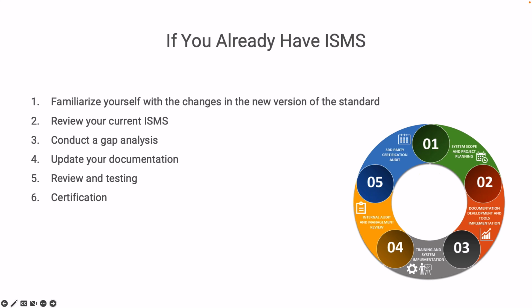Update your documentation. Once you have identified the changes that need to be made to your ISMS, you will need to update your documentation to reflect these changes. This may include updating your ISMS manual. It's not necessary to create an ISMS manual, it's not a requirement, but usually companies club all of these policies into one document and they call it ISMS manual. You also need to update your policies, procedures, and any other relevant documentation.